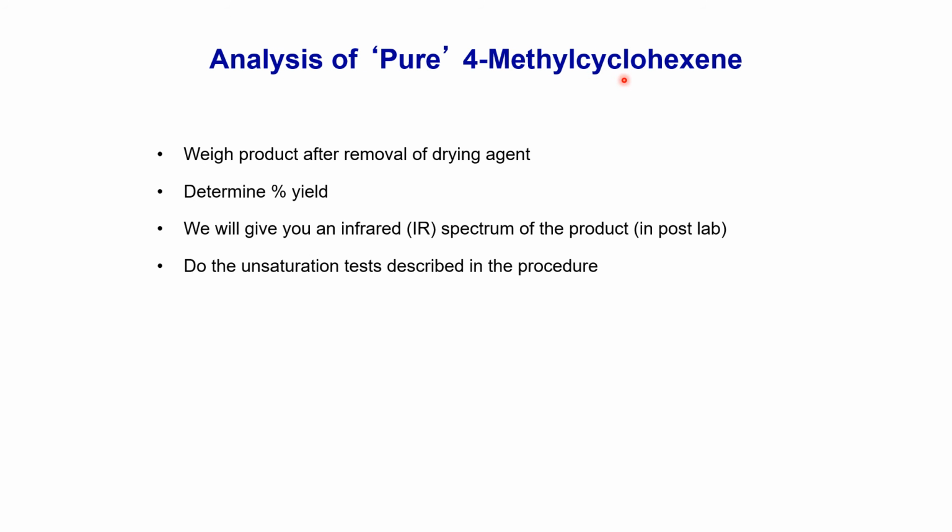So in summary, once you have synthesized 4-methylcyclohexene, make sure to weigh the product and determine the percent yield. Okay, we will provide you with an IR spectrum of the 4-methylcyclohexene. You can compare this IR spectrum along with the starting material 4-methylcyclohexanol and look at the differences and report it in a post-lab report. Okay. As mentioned earlier, you can do the unsaturation test to verify that you have 4-methylcyclohexene, the presence of a carbon-carbon double bond in this molecule. Okay, so be sure to do all of these in the lab and make sure you are careful with handling strong acid and make sure to work in the hood. Okay.